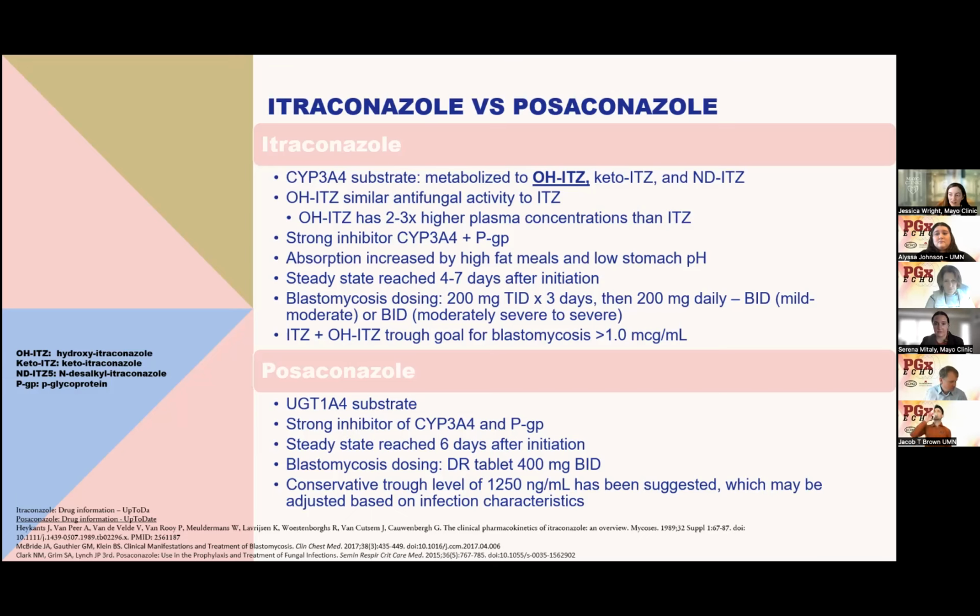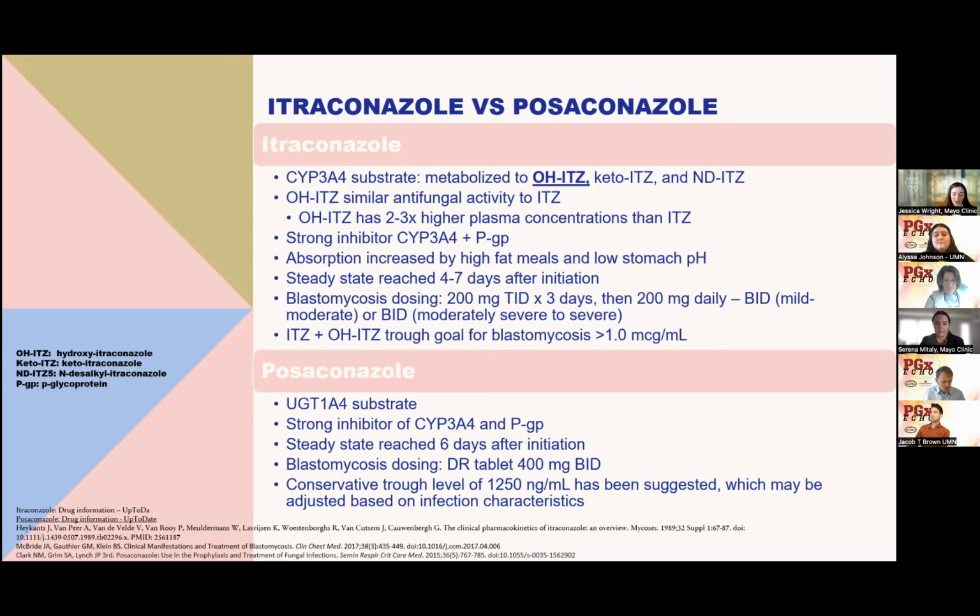It's similar in antifungal activity to the itraconazole parent drug, but it has 2 to 3 times higher plasma concentrations at steady state than itraconazole. So it's one of the main metabolites that's very important for clinicians to measure. And actually, if you look at some of the laboratory testing for itraconazole, it is included with itraconazole as part of the therapeutic drug monitoring.